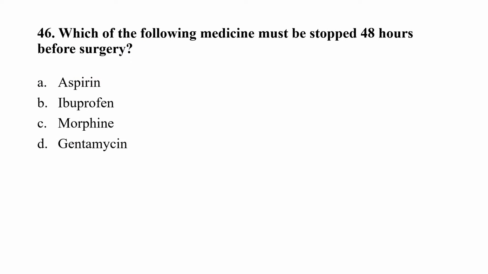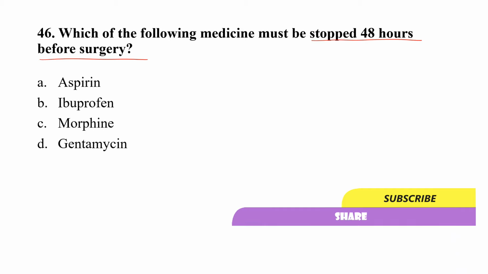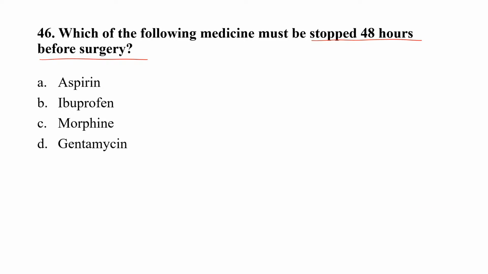Question number 46. Which of the following medicines must be stopped 48 hours before surgery? Option A, aspirin, option B, ibuprofen, option C, morphine, option D, gentamicin. The correct option here is option A, that is aspirin. Aspirin must be stopped before surgery due to the risk of perioperative bleeding.